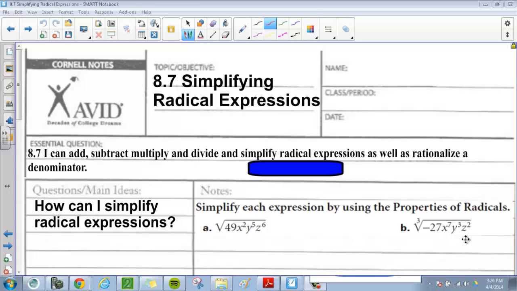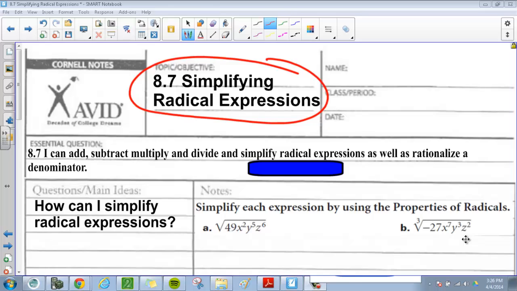Here we go on section 8.7, simplifying radical expressions. The main idea of this one is you want to be able to add, subtract, multiply, and divide, and even simplify these radical expressions, as well as rationalize a denominator. There's a lot to do in this one, so we might as well get started.